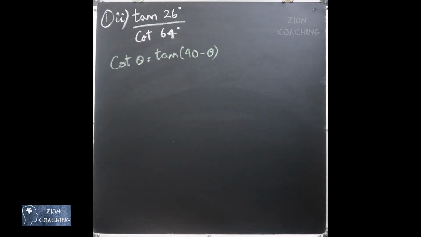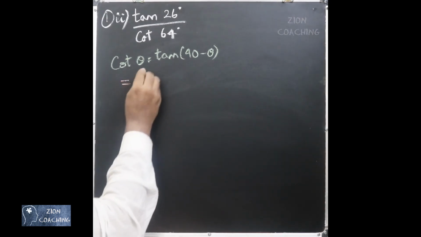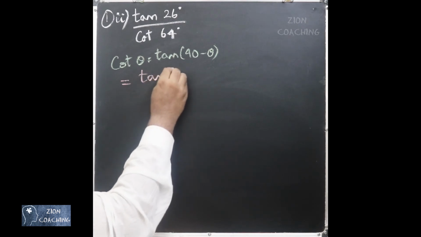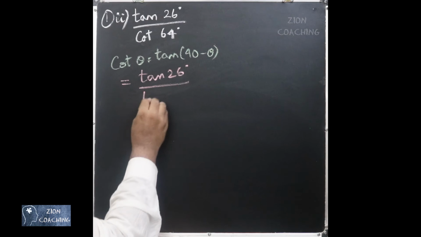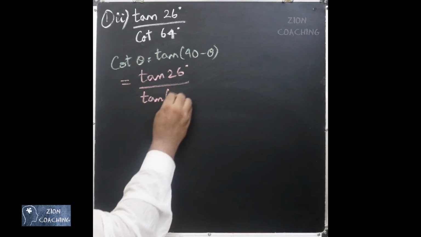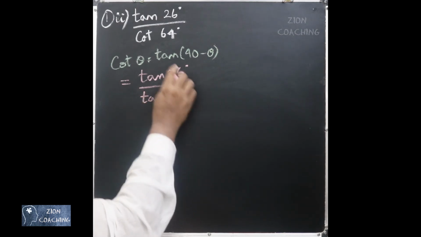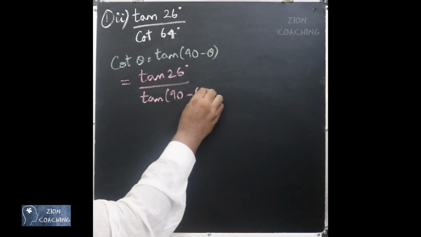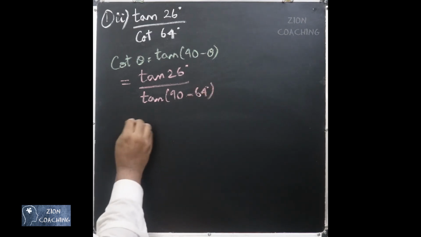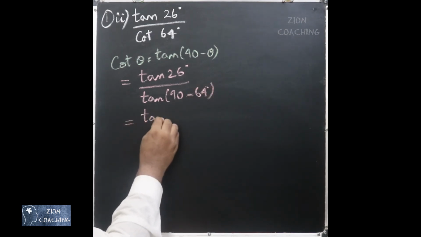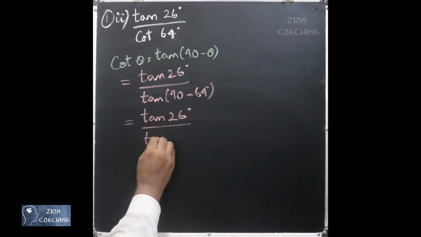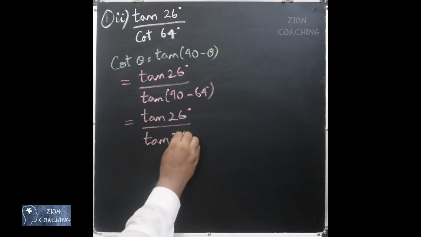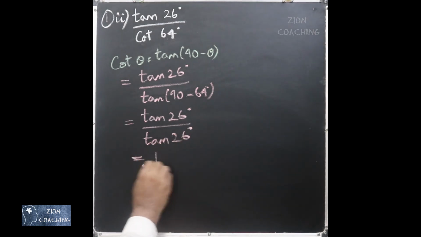So we will have tan 26 degree. Cot theta can be written as tan 90 minus theta, that is 90 minus 64 degree. So we are going to have tan 26 divided by tan 26, that is equal to 1.